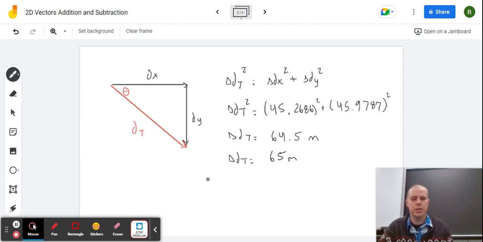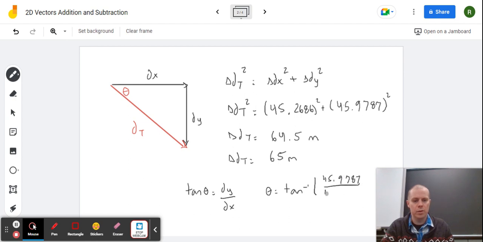And I need a direction on this. So I'm going to have to use tan is opposite over adjacent. So dy over dx. So theta is the tan inverse of 45.9787 over 45.2686.